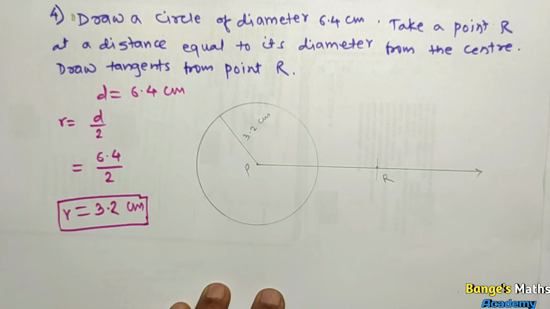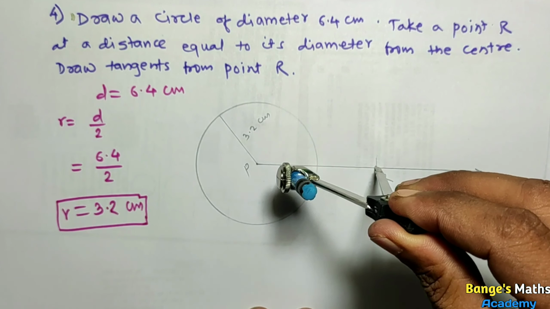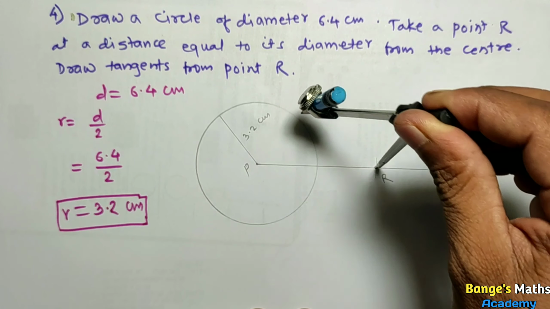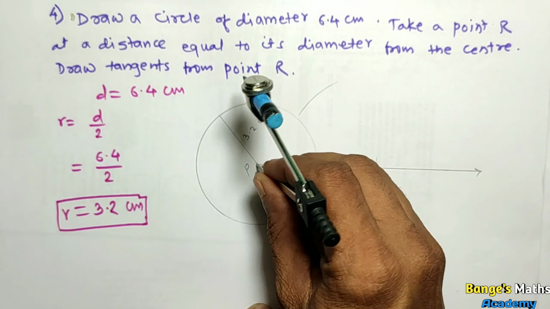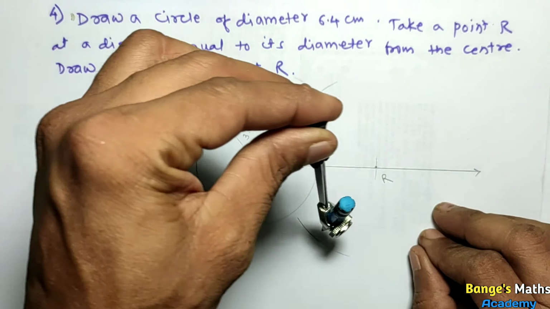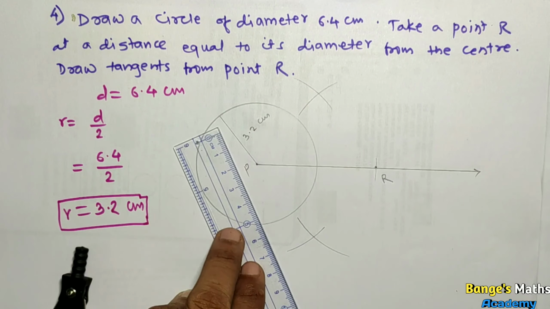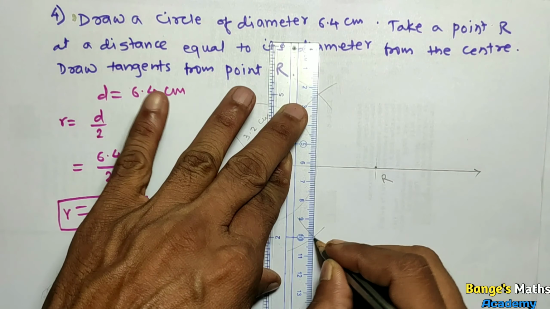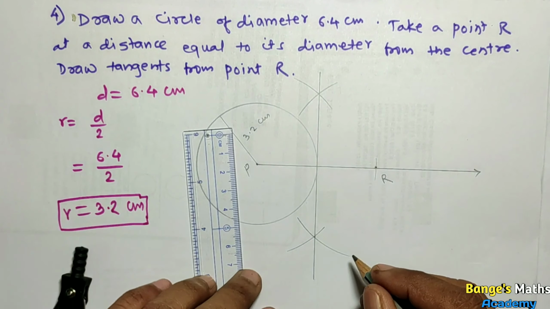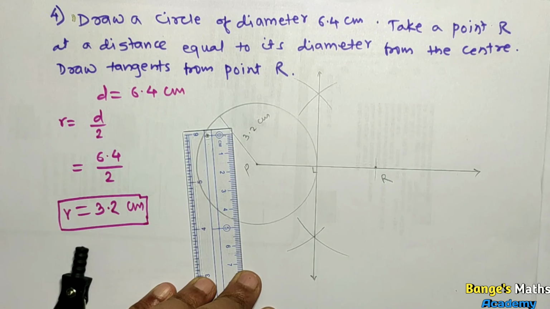We have to draw tangents from point R. So take further apart half than distance between PR. Put compass on point R and draw arc to the upper side and to the lower side. Keeping the distance same, draw intersecting arc to previous arc. With the help of ruler, join this. Radius is perpendicular to tangent.